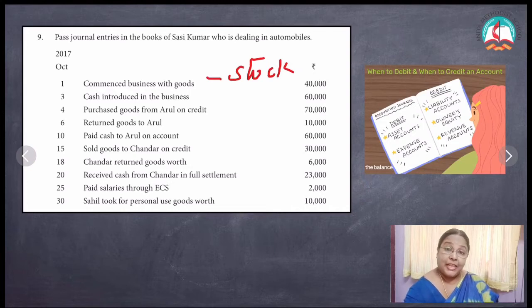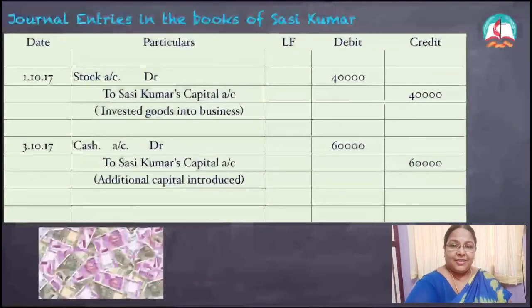See the next one. Cash introduced in the business. Now what comes in? Cash comes into the business. So cash account debtor to Sasi Kumar's capital account. I think the first two journal entries, you know it thoroughly. So this is the journal entry.